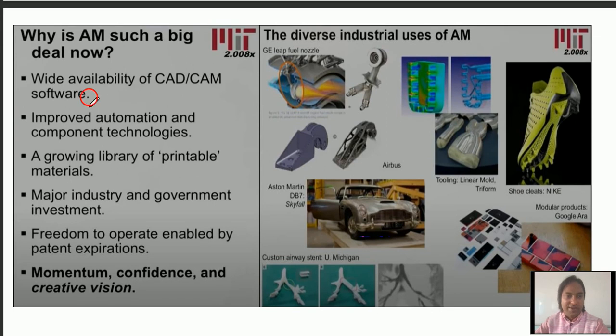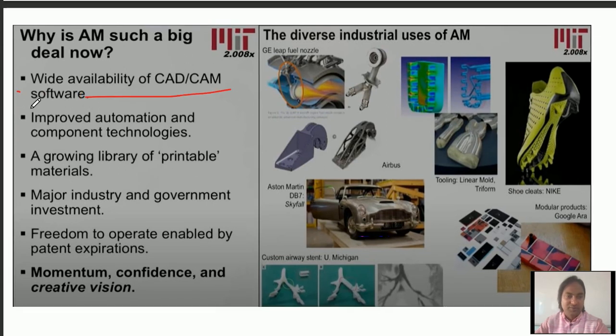So, wide availability of CAD/CAM software. Next, improved automation component technology. Automation, we have some sufficient advancement in automation, and with the help of technology we can use the positioning system, and with the help of positioning system we can use the parts more precisely, more accurately.